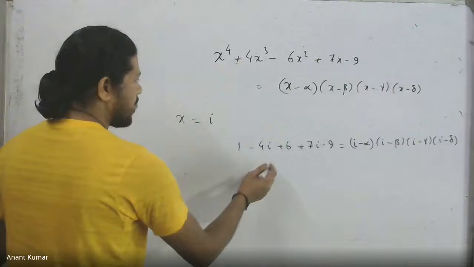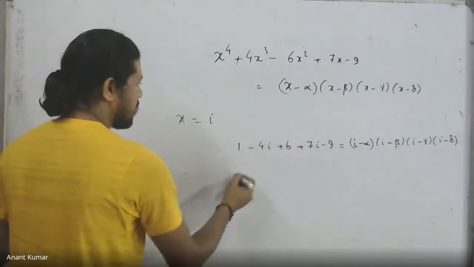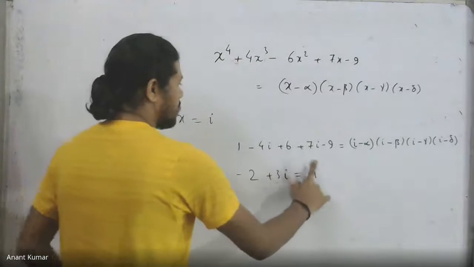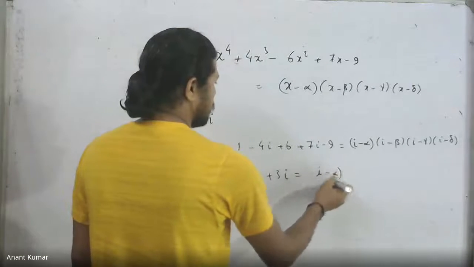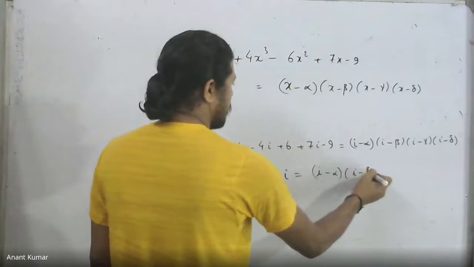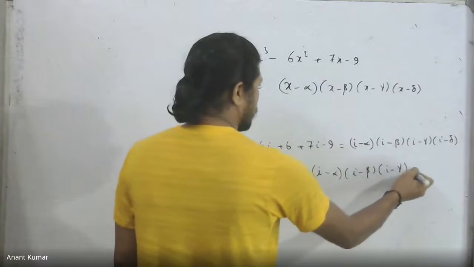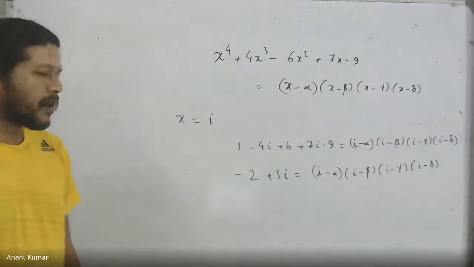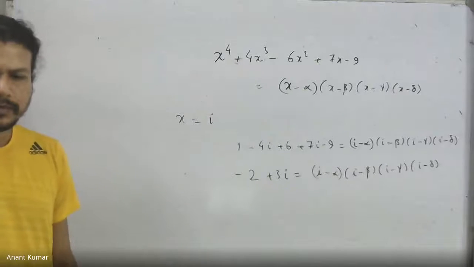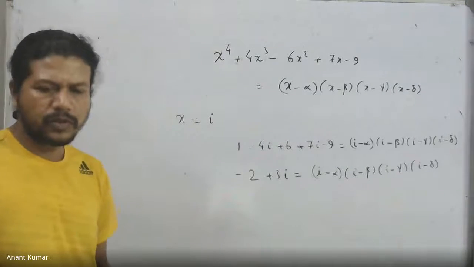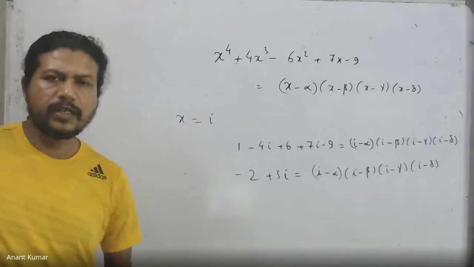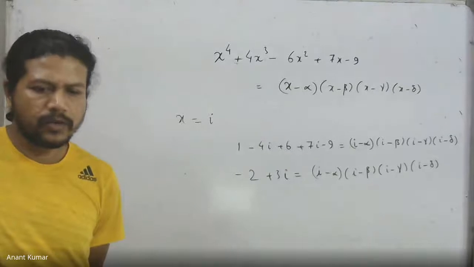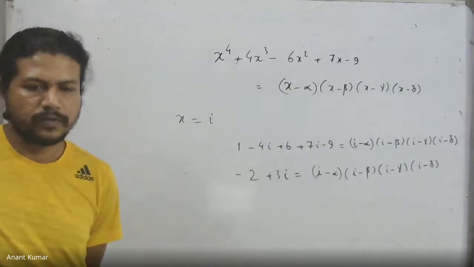Anyway, so in this case, what I get is 6 plus 1, 7, minus 9 is minus 2, and then I get plus 3i equal to I minus alpha into I minus beta, I minus gamma. Similarly, I can put x equal to minus I because I'm looking for a conjugate. What that means is we have to prove there are no roots. Why is that, Nilabrata? We just need to show there are no complex roots actually. That equation might have a real root, who knows, but no complex root is what I want.